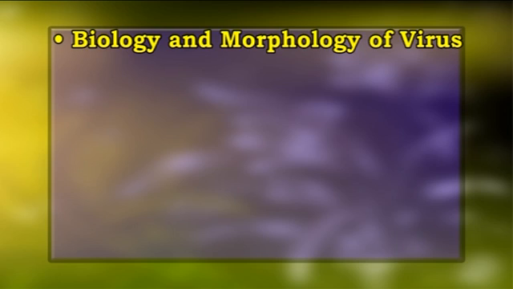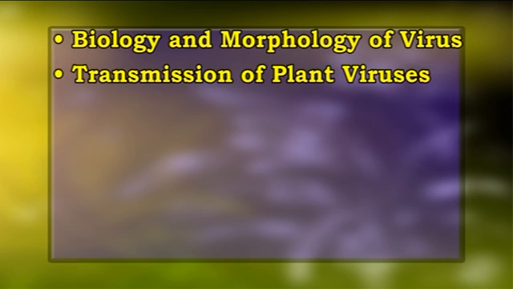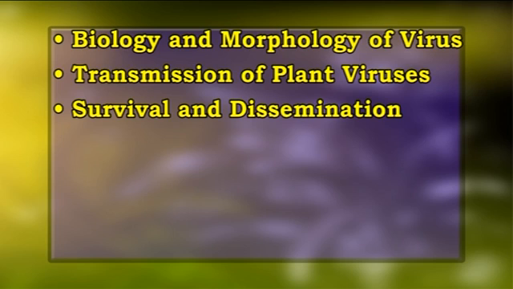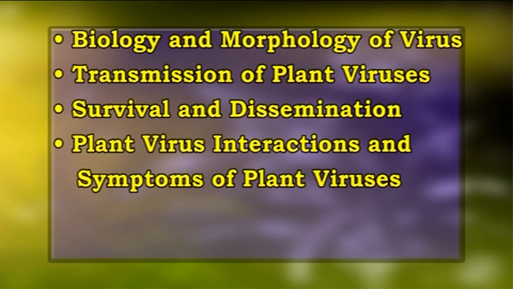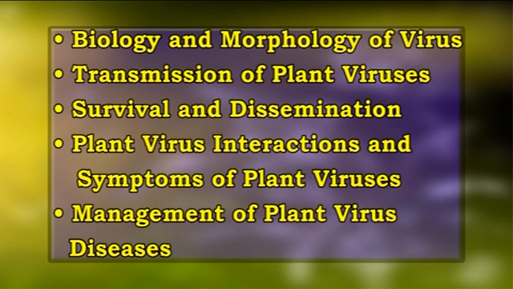Hence, in this episode, the following aspects are going to be seen: biology and morphology of virus, transmission of plant viruses, survival and dissemination, plant virus interactions and symptoms of plant viruses, and finally, management of plant virus diseases. Let us study about these aspects one by one. The first aspect, biology and morphology of virus.